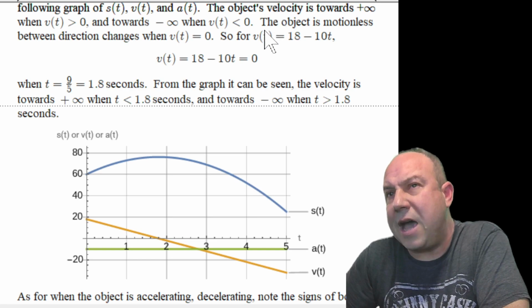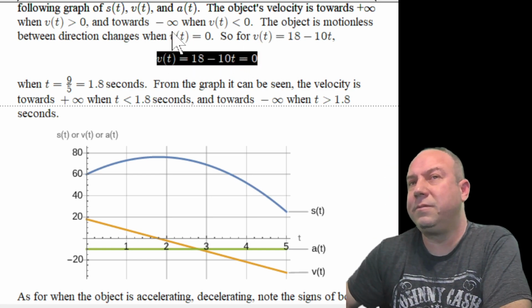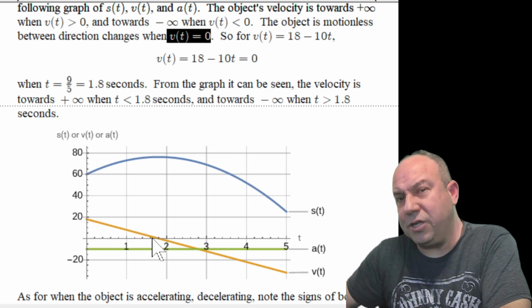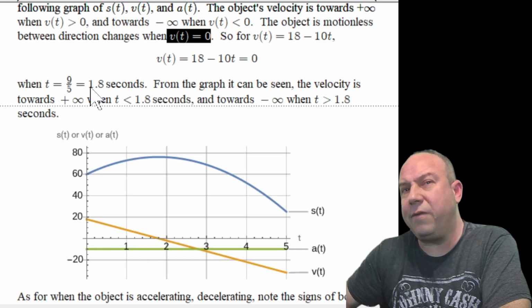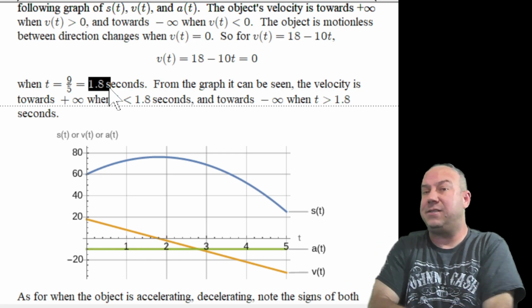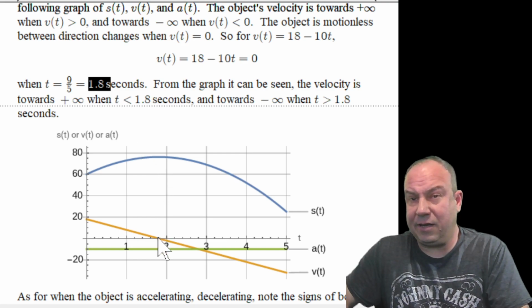And how do we figure that out? Well, that's when our velocity is equal to 0. Right? And if we look at our velocity function, it equals 0 right here. If we solve for that location, we do get 9/5 or 1.8 seconds, which matches our graph exactly right here.